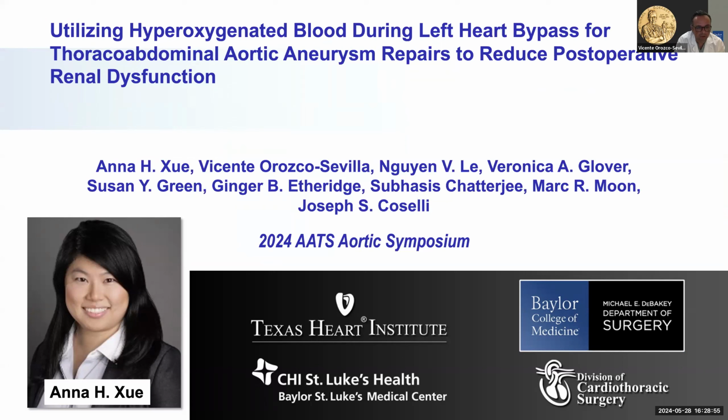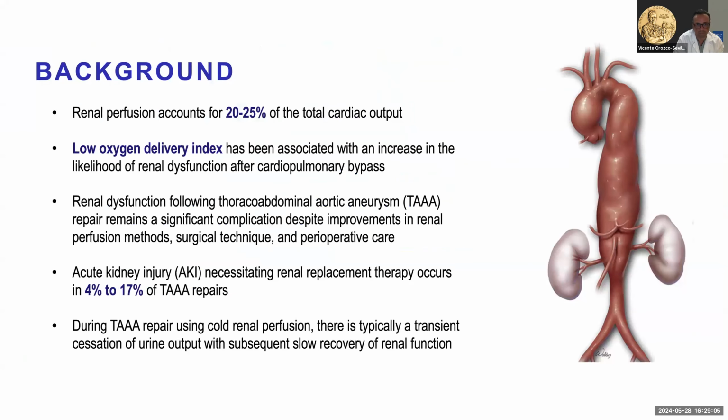We started using, as you probably saw us in the past, hyperoxygenated blood during the left heart bypass. And what we came across is that renal perfusion accounts for 20-25% of the total cardiac output. We thought that not delivering oxygen to the kidney has an impact on renal dysfunction.